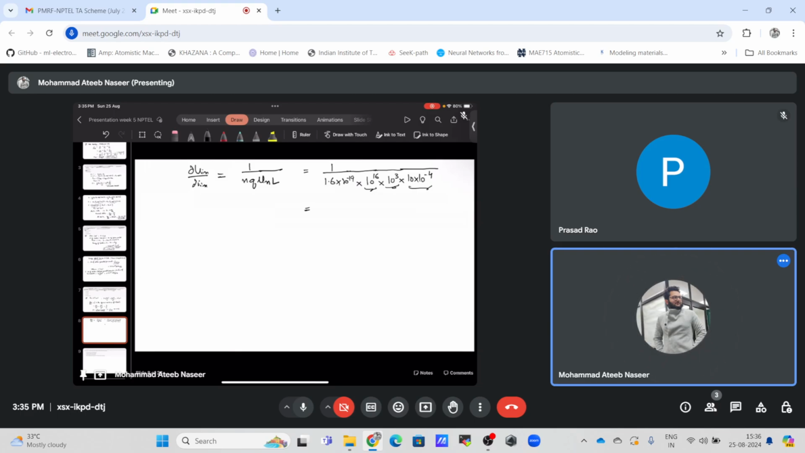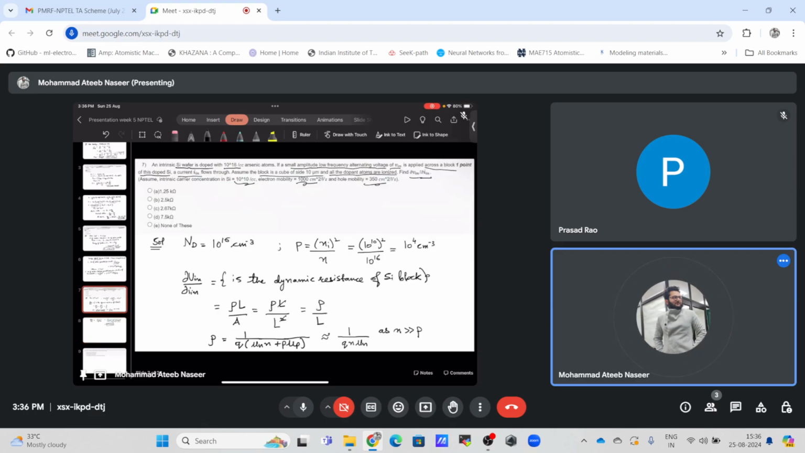So if we now solve for this, we get 1.6 times 10 to the power of 3 in the denominator, which gives 0.625 kilo ohms. So none of the options is matching, so we will go with none of these for this problem.